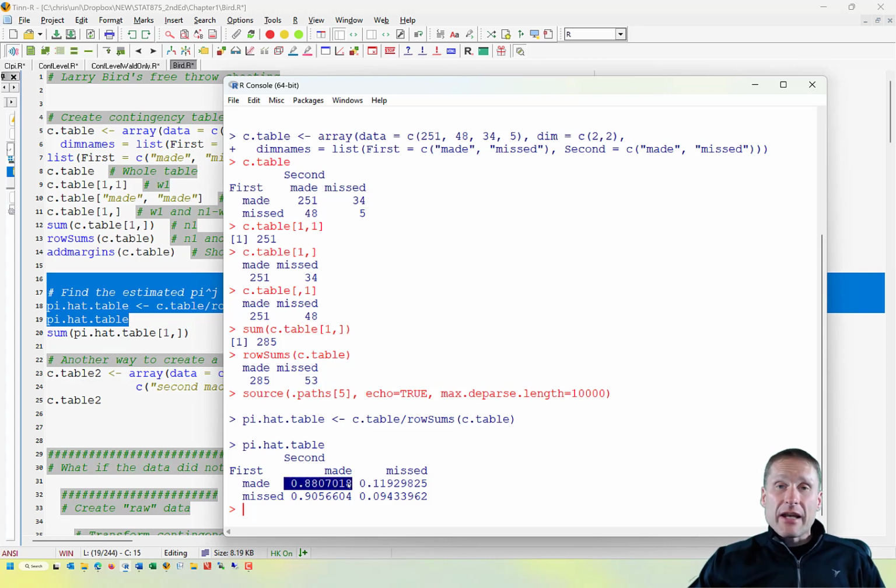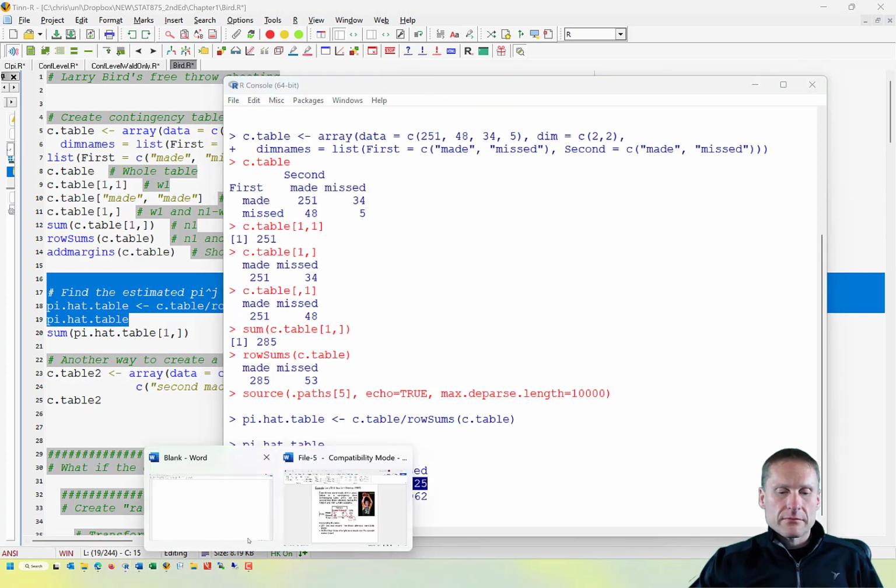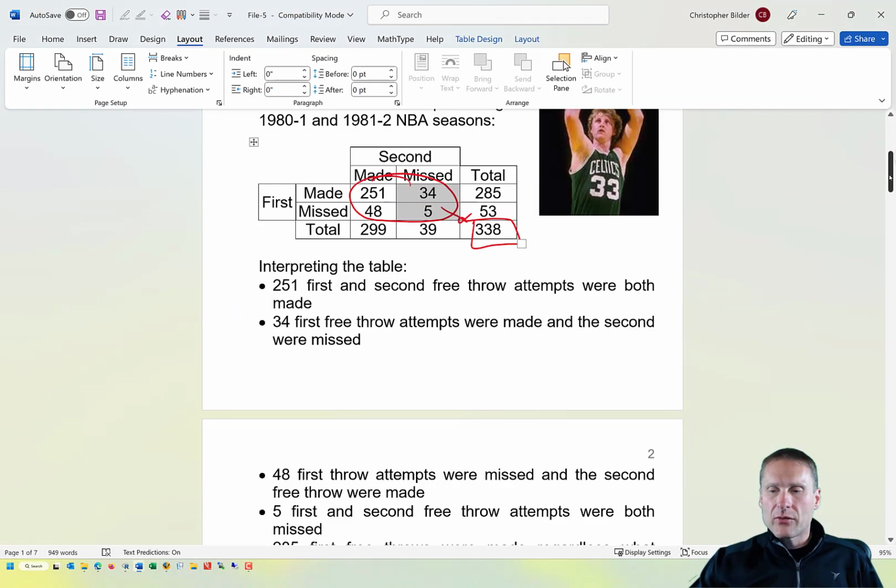So the estimated probability of success, the estimated probability of having a made free throw, given the first free throw was made, is 0.88. The estimated probability of a missed second free throw, given that the first is made, is 0.119. Notice if I were to add these up, I get 1. Okay, let me get back to where we are in the notes.